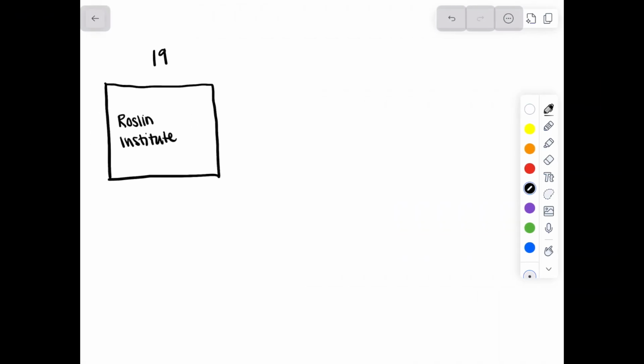Hi, my name is Ginger, and today I'm going to be explaining cloning in simple terms. Today I'm going to be telling the story of Dolly the sheep.